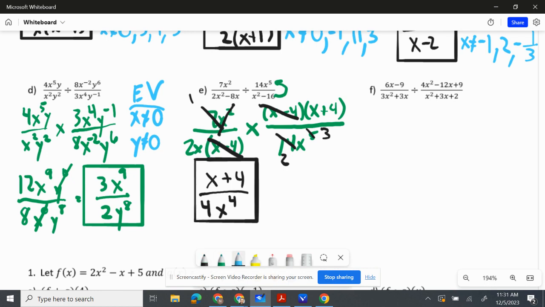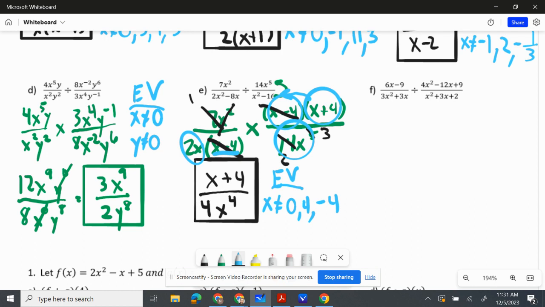So when I'm finding my excluded values, it's what gives me 0 in the denominator. So x cannot equal 0, and then positive 4. This would be 0 again, but I also have to look up these because these were once in the denominator, so that's part of it. I already have the 4, but I need the negative 4, and that gives me my excluded values.